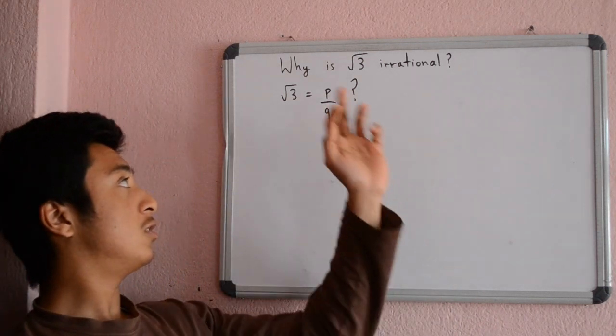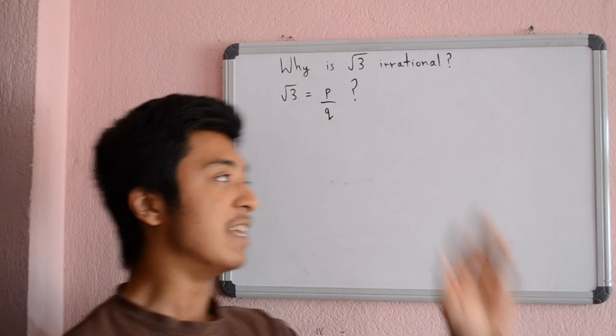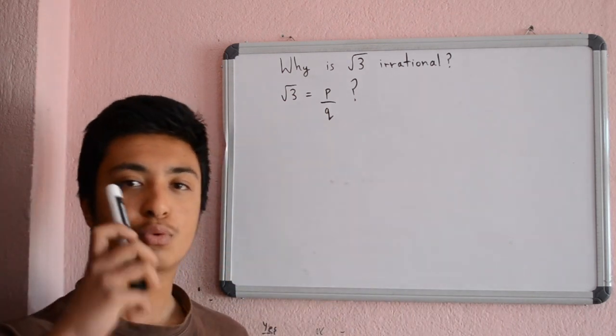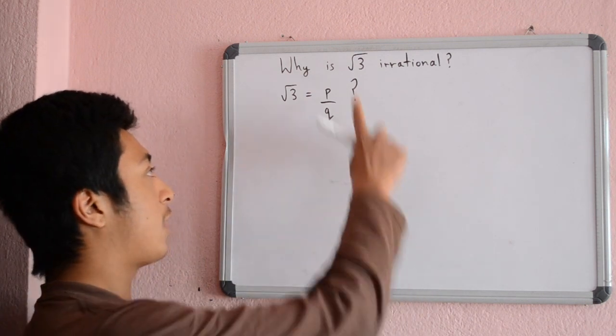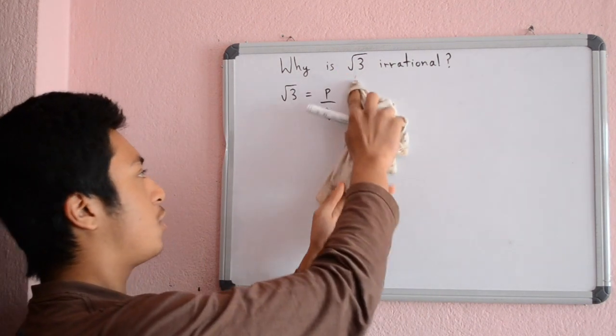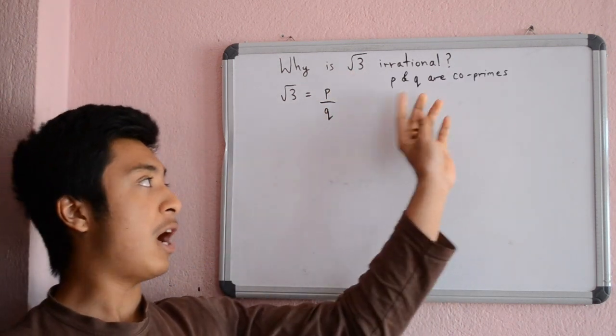Hello guys, let's answer the question of why the square root of 3 is irrational. So in this video we're going to prove that the square root of 3 is irrational. First, we can express it as the ratio p to q, and here p and q are co-primes.